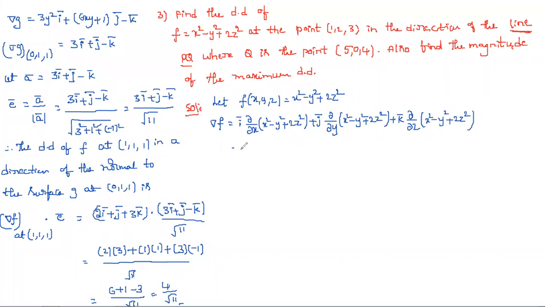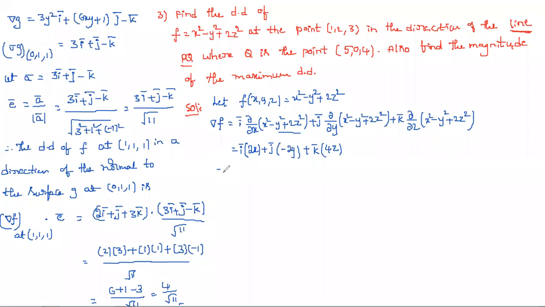So this is equal to i into, with respect to x we are applying the partial derivative, simply we get 2x, and the other two terms become 0, plus j into, with respect to y, minus y square, the derivative is minus 2y, plus k into dou by dou z of this one, which is 2 into 2z, that is nothing but 4z.